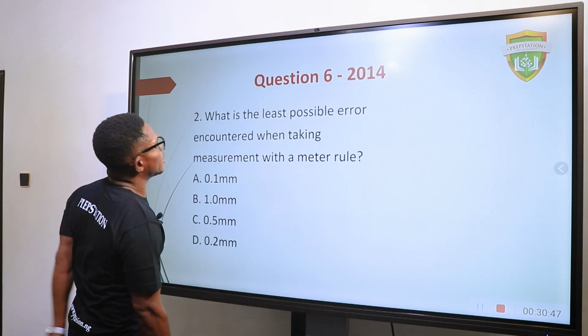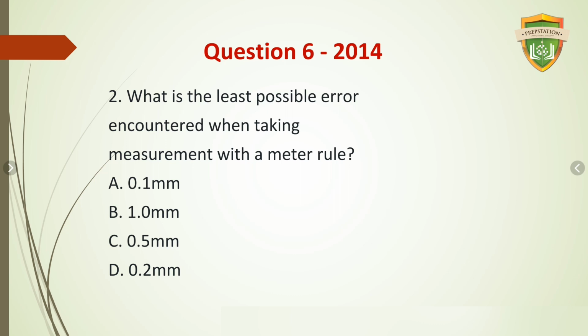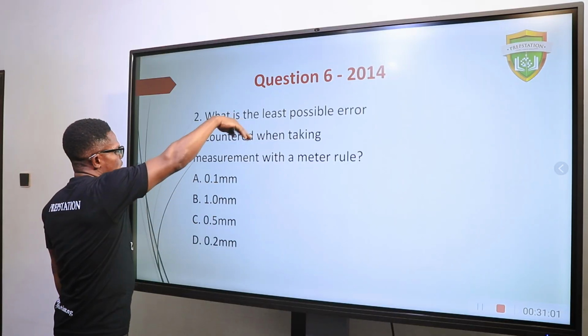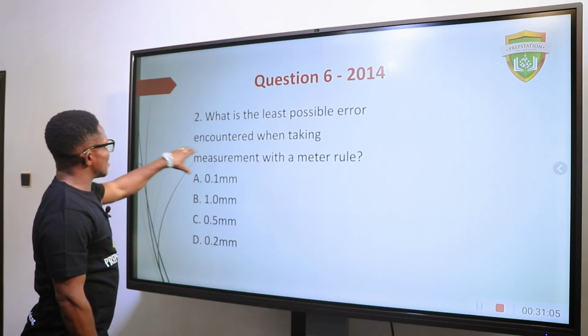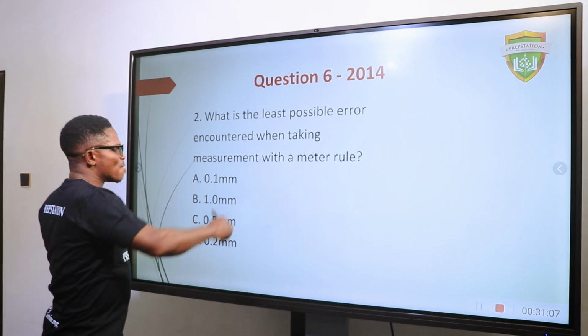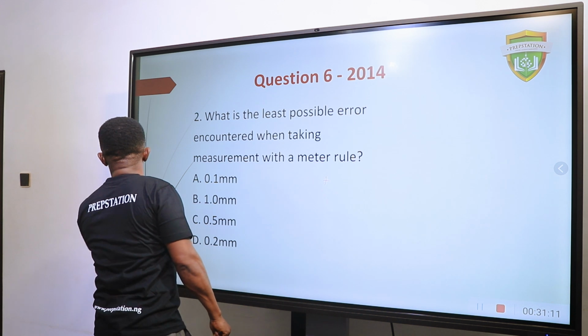Let's move forward. Question 6. What is the least possible error? See, a different pattern of asking this question. What is the least possible error encountered when taking measurement with meter rule? We answered that before, just that this has been twisted. Okay, so what is the answer? Now, there is a twist in the option. Remember what I gave you. I said plus or minus.